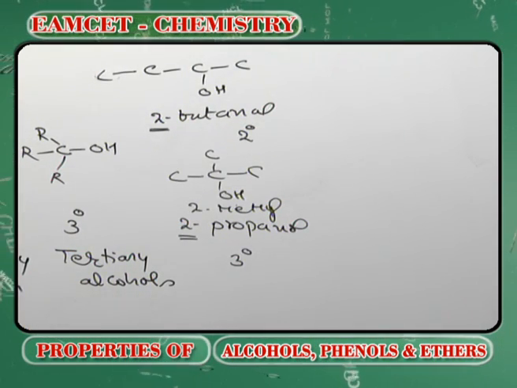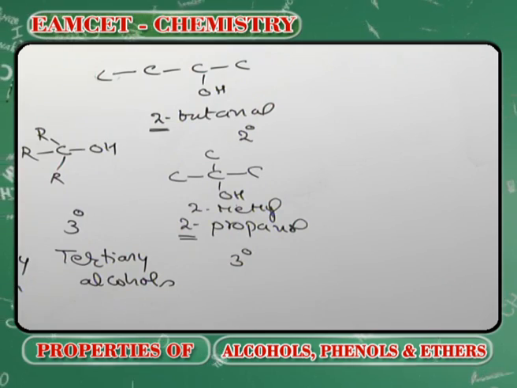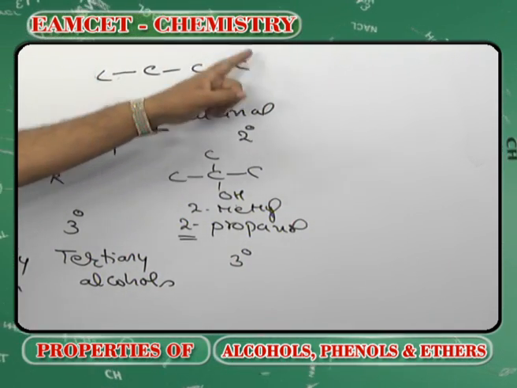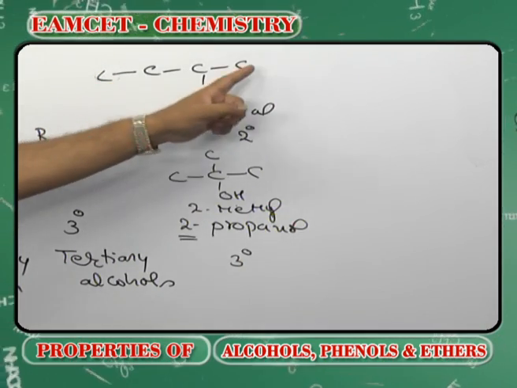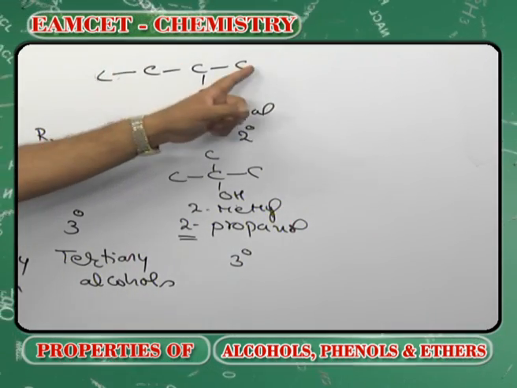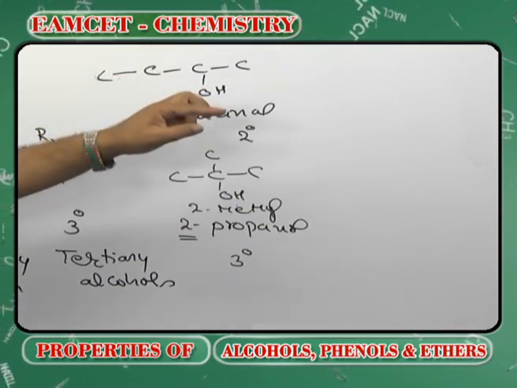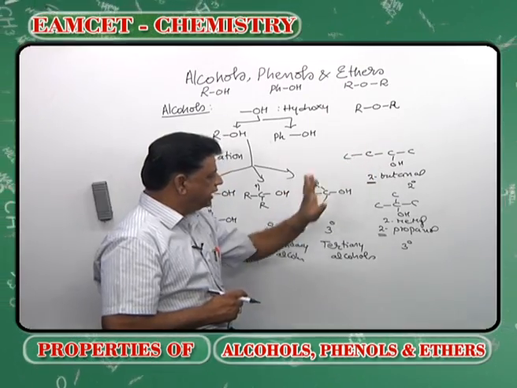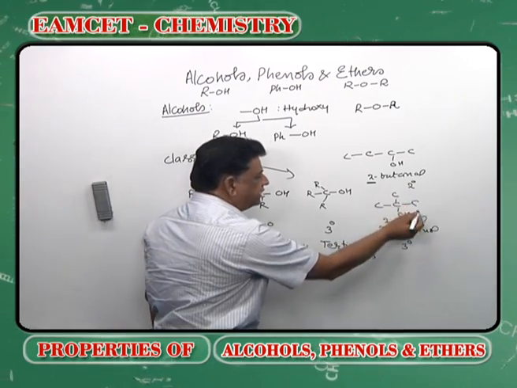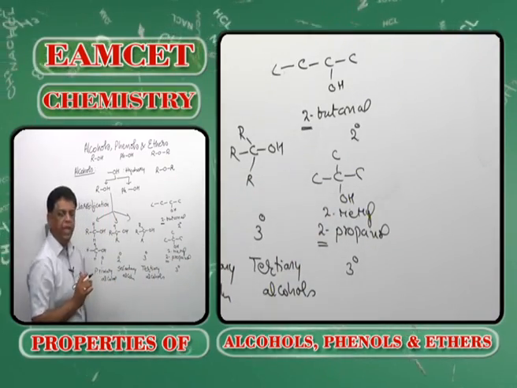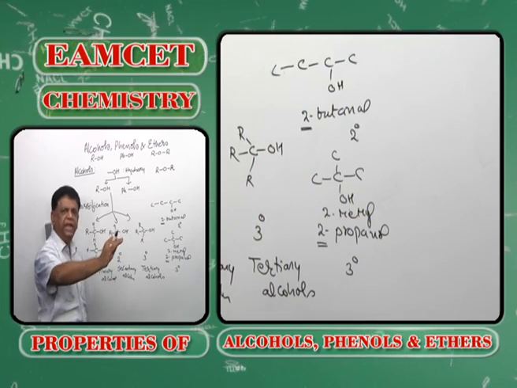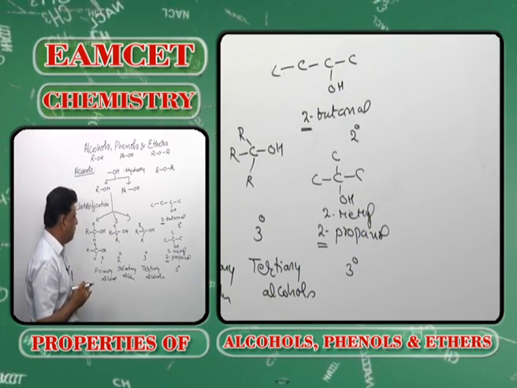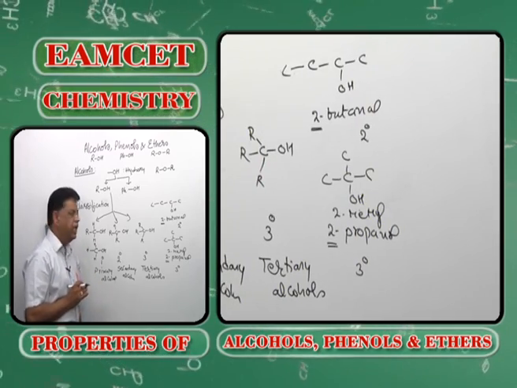So, the position is not the actual criterion, but for the OH attached carbon, how many alkyls are linked? If 2 alkyls are there, maybe one methyl, one ethyl, or both ethyl, I am not particular, it is 2 degree; 3 alkyls, it is 3 degree. Any alcohol with OH on the end carbon will naturally be a 1 degree alcohol. So, this is the classification of the alcohols.